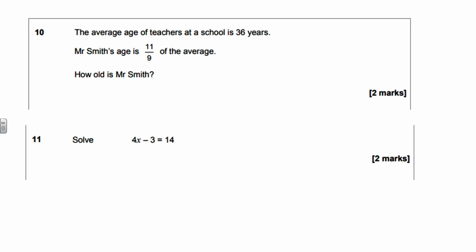Question 10 says the average age of teachers at school is 36 years. Mr. Smith's age is 11/9 of the average. How old is Mr. Smith? Now, 11/9 being a weird fraction doesn't change the fact that the rule is divide by the bottom, then times by the top. So 36 divided by 9 gives me 4, times 11 gives me 44 years.